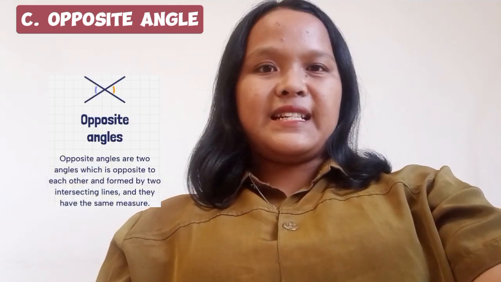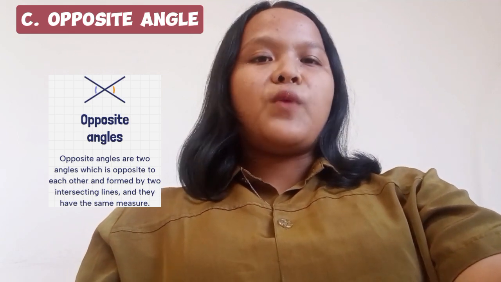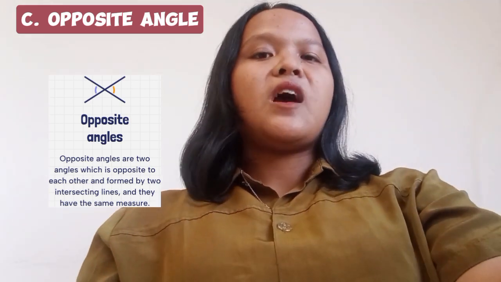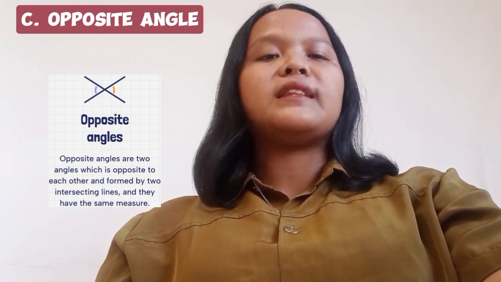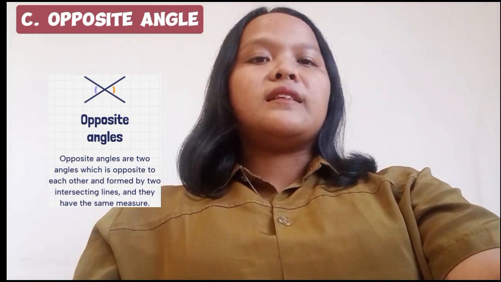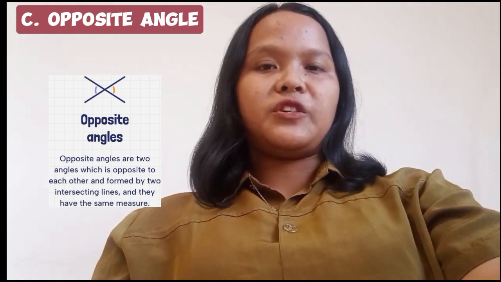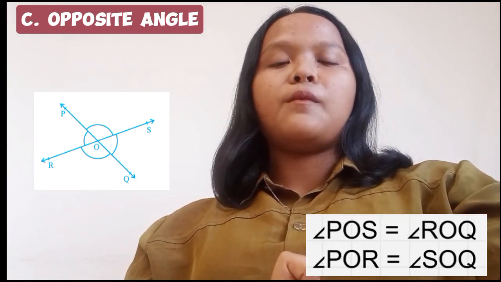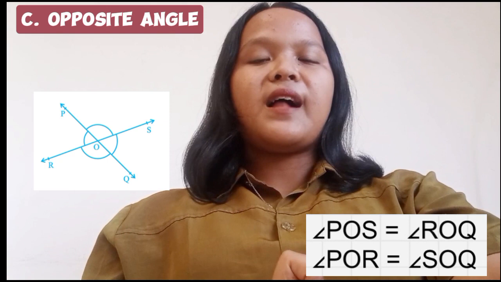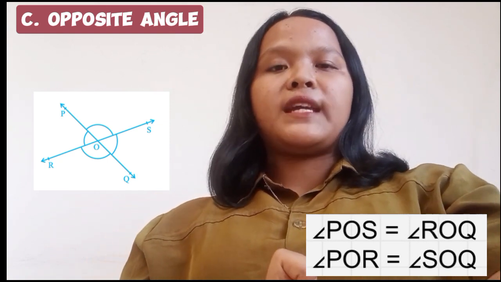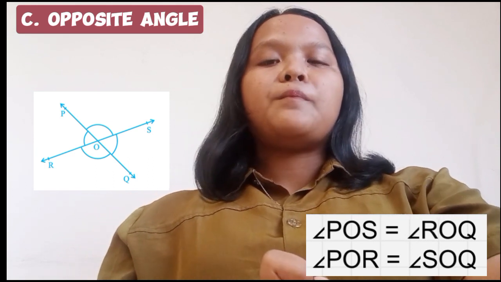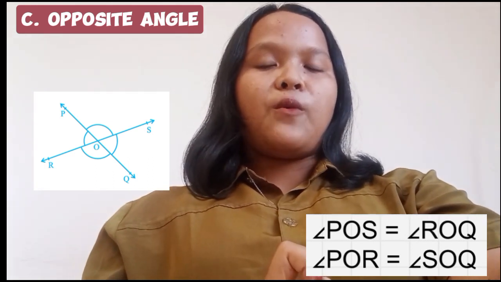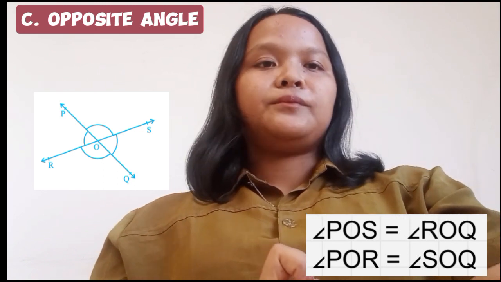Third, opposite angle. Opposite angles are two angles which are opposite to each other and formed by two intersecting lines, and they have the same measure. For the example, we can see the picture. From the picture, we have angle POS equal angle ROQ, and then angle POR equal angle SOQ.